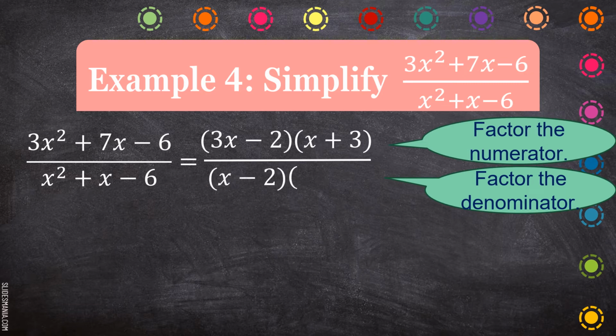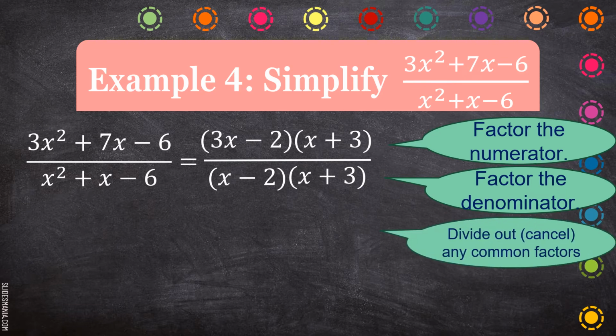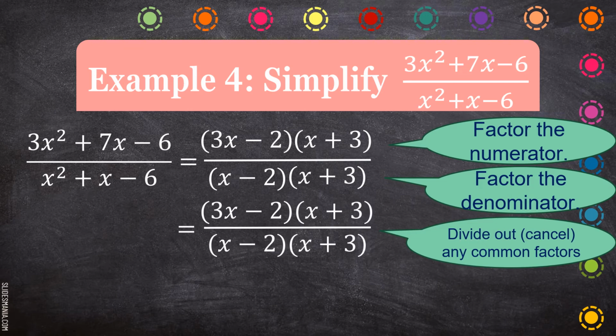Again, the factors of x squared plus x minus 6 are quantity x minus 2 times the quantity x plus 3. Now, let's divide out or cancel any common factors. So, the common factor between the numerator and the denominator is x plus 3. So, we can cancel out x plus 3.